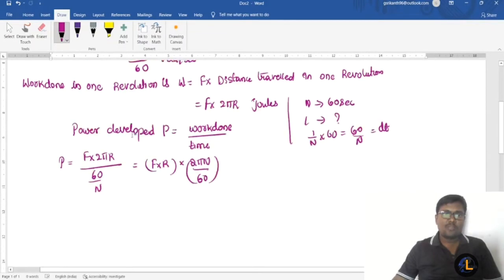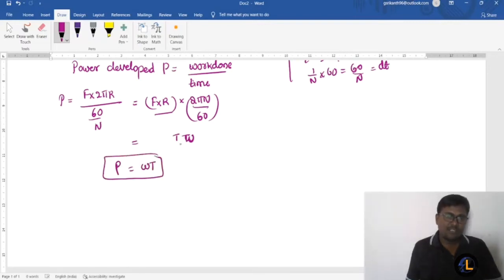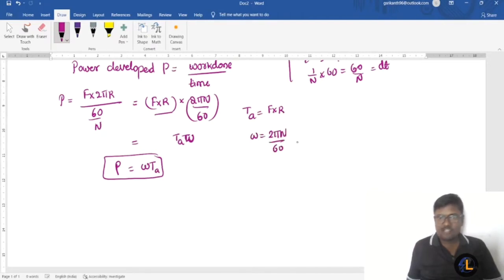Where, what is 2 pi N by 60? 2 pi N by 60 we call it omega. And F into R is called the torque. Power we can write as omega into T. This torque is called the armature torque. Here Ta is equal to force into radius. Omega is equal to 2 pi N by 60 radians per second.